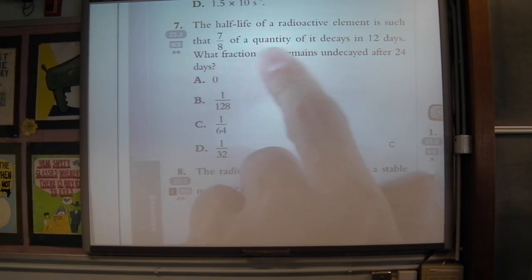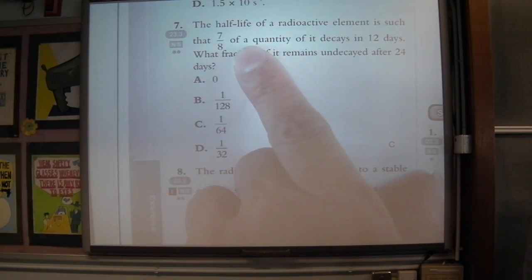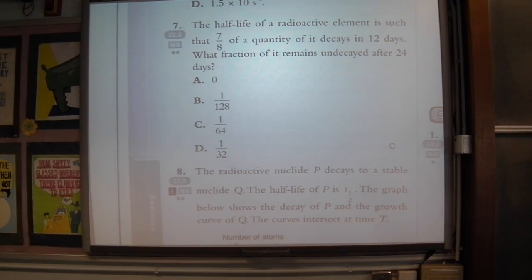7/8 of a quantity of it decayed in 12 days. Now, 7/8 decayed, what proportion remained undecayed? So it is 1/8.